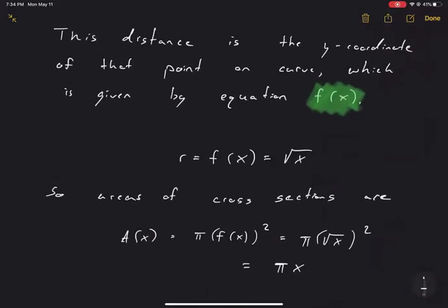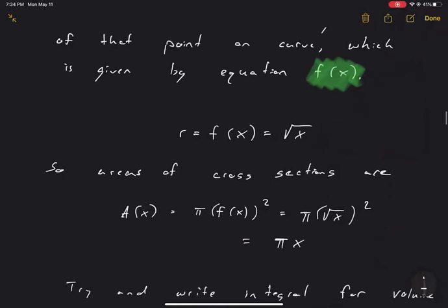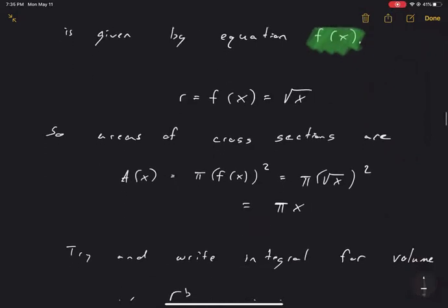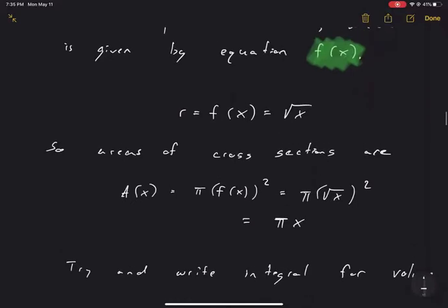So plugging that radius into our formula for the area of the cross section, we have that the area at each x is pi times square root of x squared. So the square and the square root cancel, and I'm left with the area at each x is just pi times x. Okay, so now I have my area function.